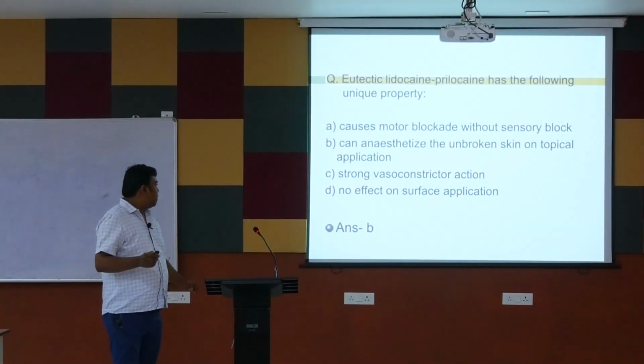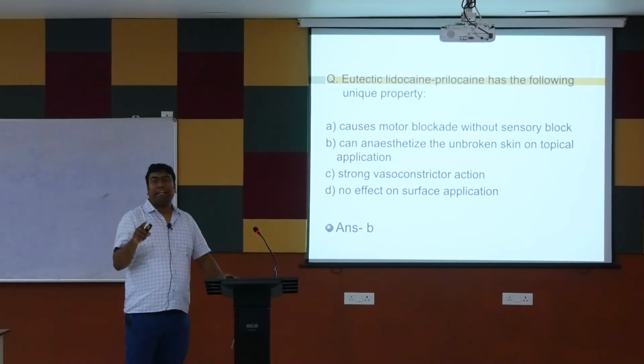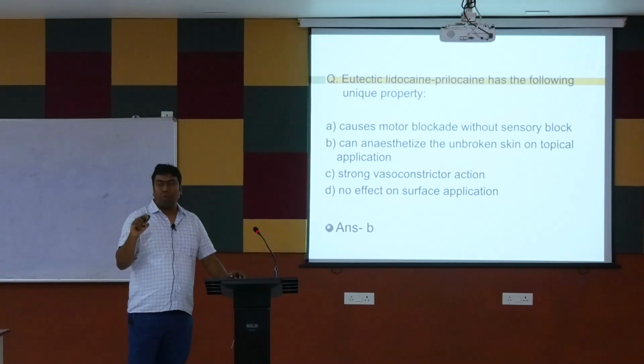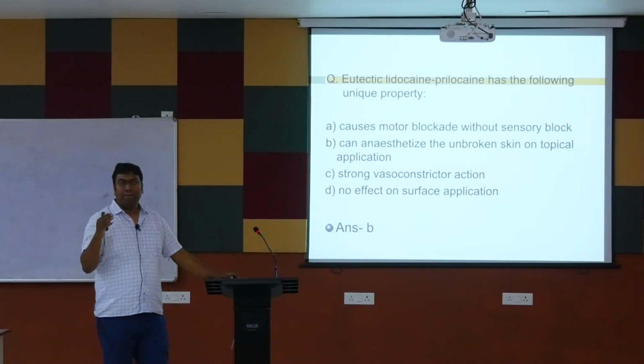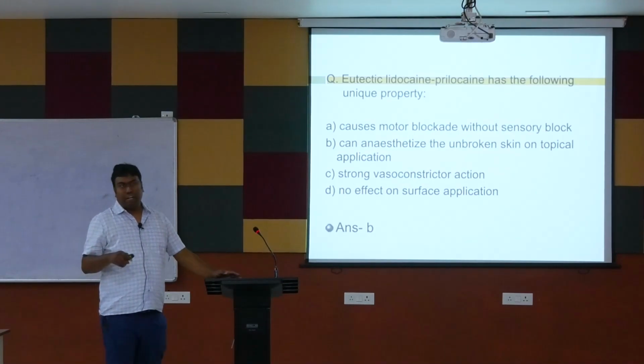What will be the eutectic mixture? Used on unbroken skin as topical application. What does it contain? Prilocaine and lignocaine, how many percent? 2.5%. Why is it important? They reduce the melting point of both lignocaine and prilocaine.